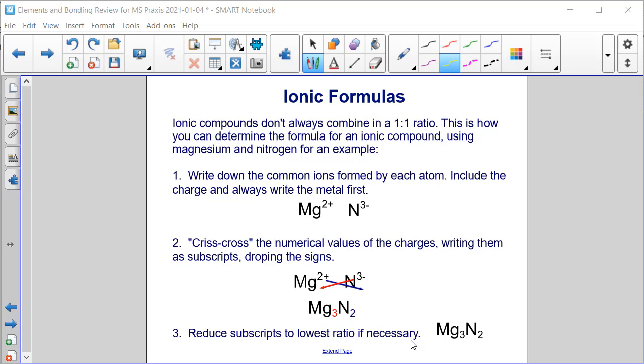And then reduce the subscripts to the lowest ratio if necessary. So this is the lowest ratio here, 3 magnesium ions for every 2 nitrogen ions. And we have an overall formula, Mg3N2.